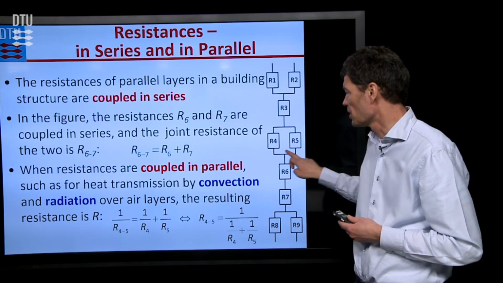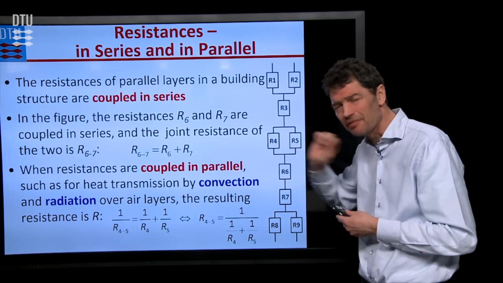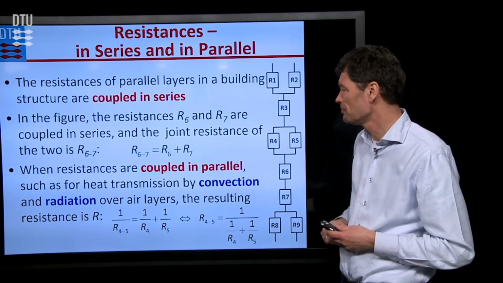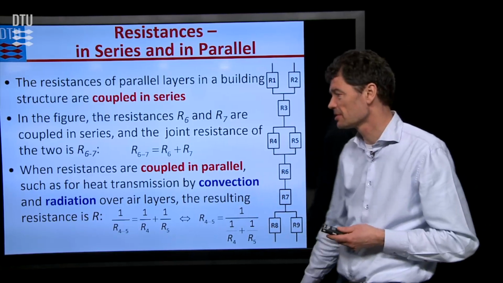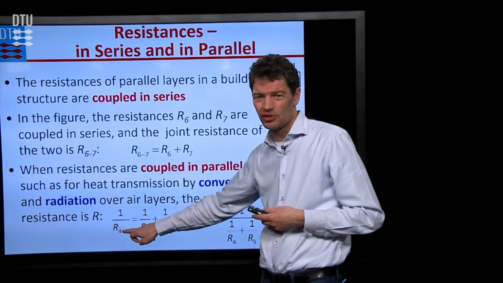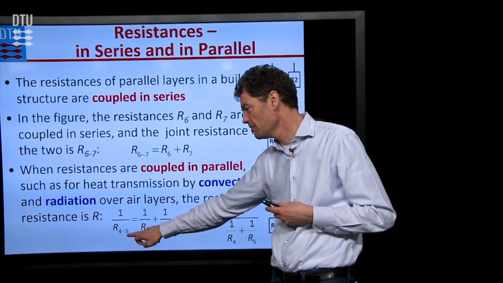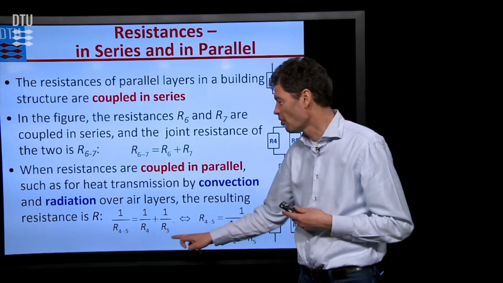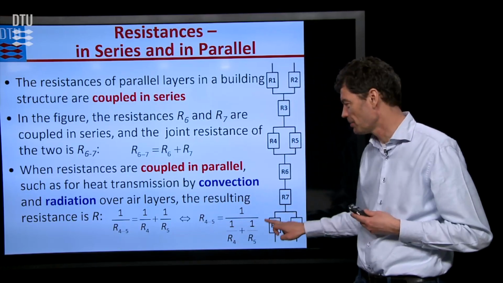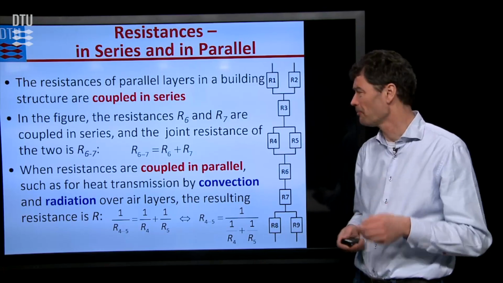Now, if we look at the ones that are in parallel, that could be the convection and the radiation over the cavity in the middle of our roof. Well, then the formula for parallel couplings of resistances is that 1 over the effective resistance of those two together, for instance, R4,5 here, is 1 over R4 plus 1 over R5, or we can isolate R4,5 by this formula as we have here.